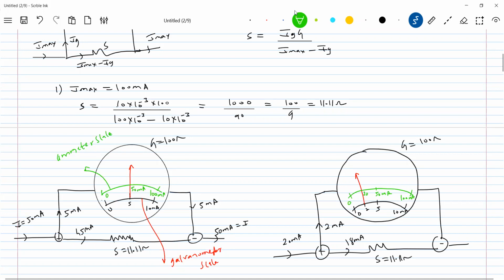If you cover the galvanometer scale and look at only the green color scale, the ammeter scale, then when 20 milliampere flows here, the pointer will be at 20 milliampere. When 50 milliampere, the pointer will be at 50 milliampere. When 100 milliampere, 10 milliampere will flow through the galvanometer, then the pointer will come at 10 milliampere. Close this scale, then it will indicate 100 milliampere. So by just connecting a low resistance in parallel with the galvanometer, we are increasing the range of the galvanometer.